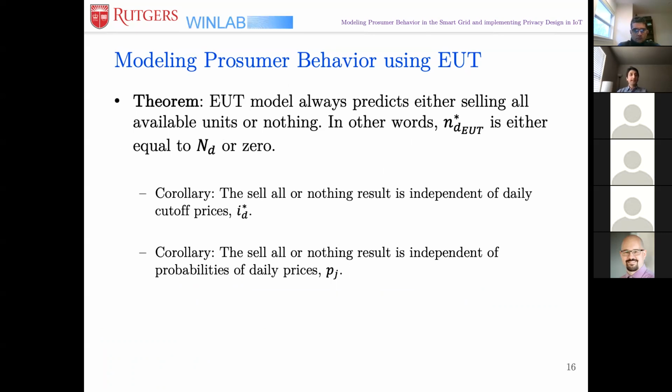We proved that the EUT model always predicts either selling all available units or nothing. And this prediction is independent of the cutoff prices and the probability of daily prices.